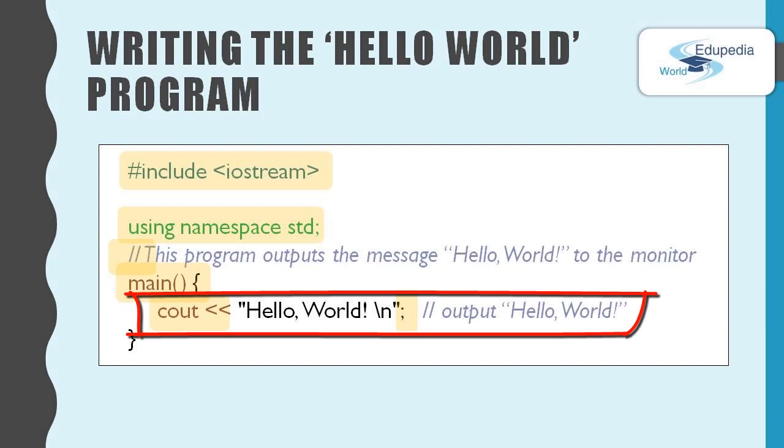In C++, string literals are delimited by double quotes. That is, "Hello World" is a string of characters. \n is a special character indicating a new line. The name cout refers to a standard output stream. Characters put into cout using the output operator, less than twice, will appear on the screen. Cout actually is an abbreviation of character output stream.